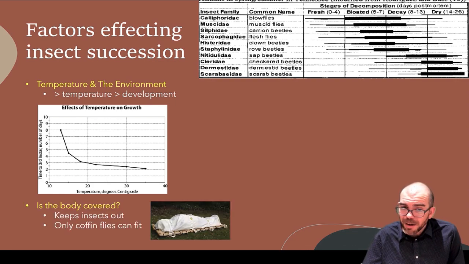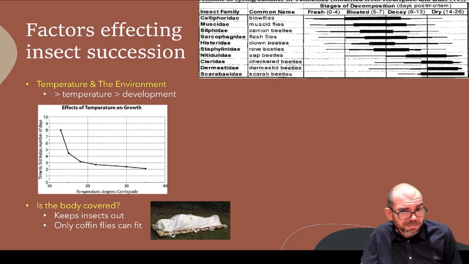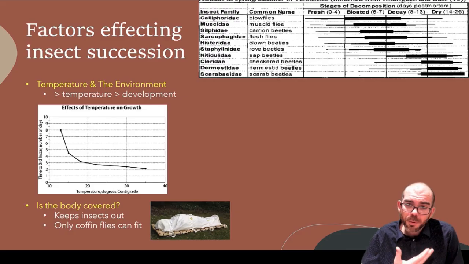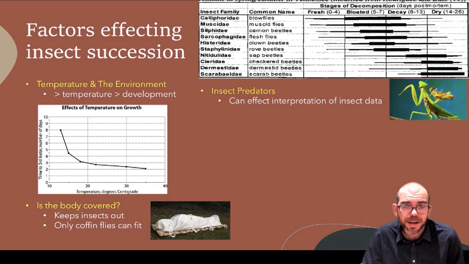Also, is the body covered? Because if the body's covered, that's going to keep a lot of insects off of it. You're only really going to find coffin flies that are able to fit in until that cloth breaks down. Also, if there are a lot of predators of insects nearby, that'll manipulate your data. If something's preying on all the flies and the beetles before you're able to collect them, the low number of insects might unintentionally make you think that a body is fresher than it actually is, because a predator like a praying mantis gobbled what would have been a good sample.